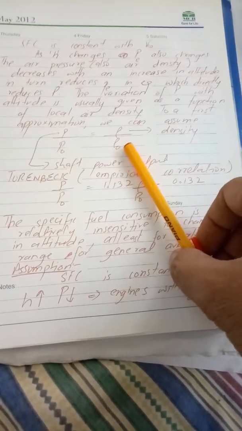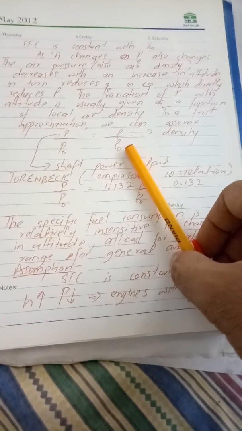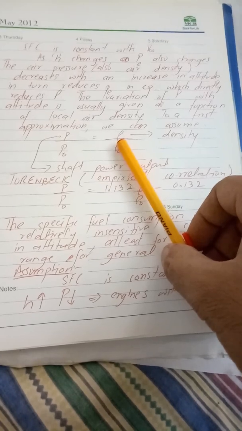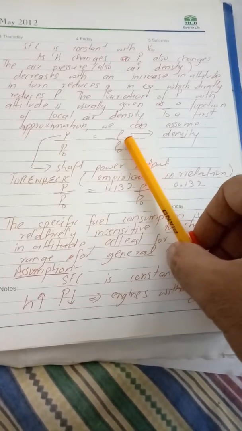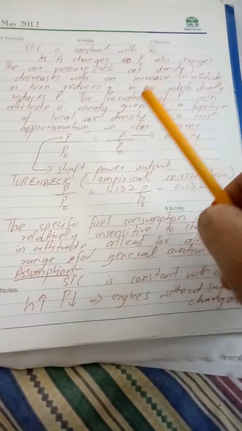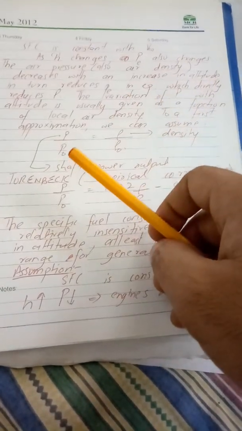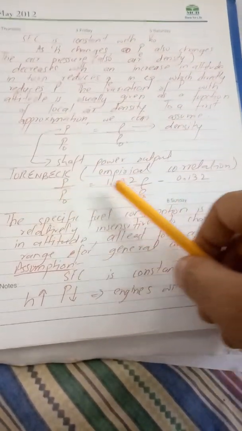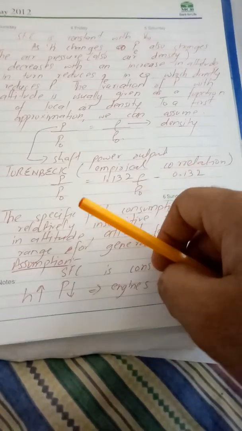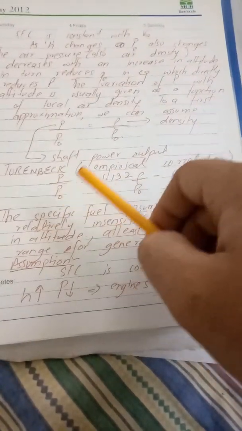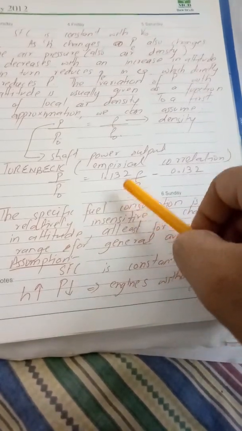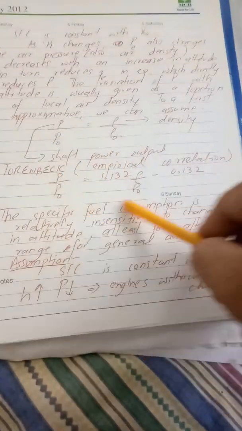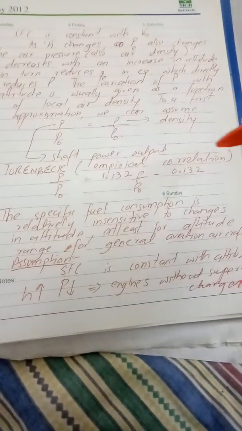Okay, so this is how it is going to have an effect on the height as well, because normally this density, which is known as the air pressure, decreases when there is an increase in altitude. So density, air pressure and altitude are directly related to the power, which is known as the shaft power output. Which is the Torenbeek empirical correlation: P divided by P naught is equal to 1.132 rho over rho naught minus 0.132. That is the whole relationship, which is the Torenbeek empirical correlation.